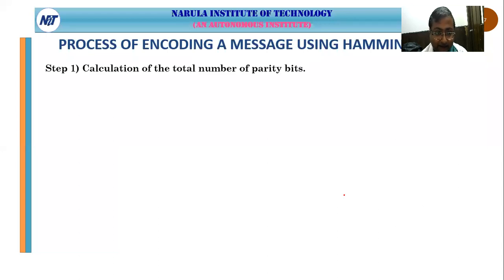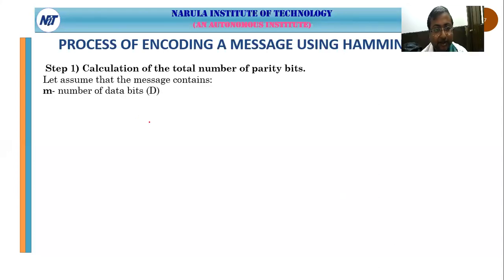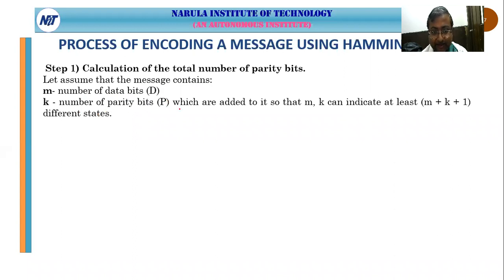Now step 1, calculation of the total number of parity bits. How many parity bits are needed? Let us assume the message contains m data bits. k parity bits should be added so that m and k indicate at least m plus k plus 1 states. This 1 is used for the no error case, if there is any error bit. So now the code word is m plus k, but the condition should be m plus k plus 1.